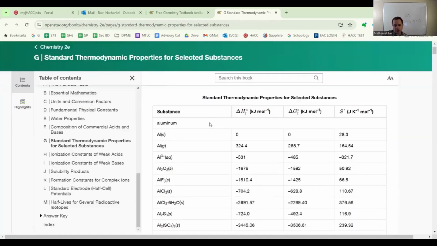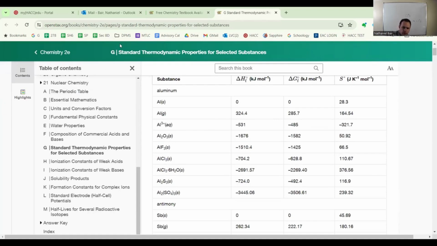Next thing I want to draw your attention to is that a pure element under standard conditions, which we'll talk about what standard means, is 0. Here's why. These are the enthalpies of formation to create these substances from the pure elements. Well, if you're a pure element, you don't need to be formed, you just come that way. So pure elements in their standard state have an enthalpy of formation of 0.